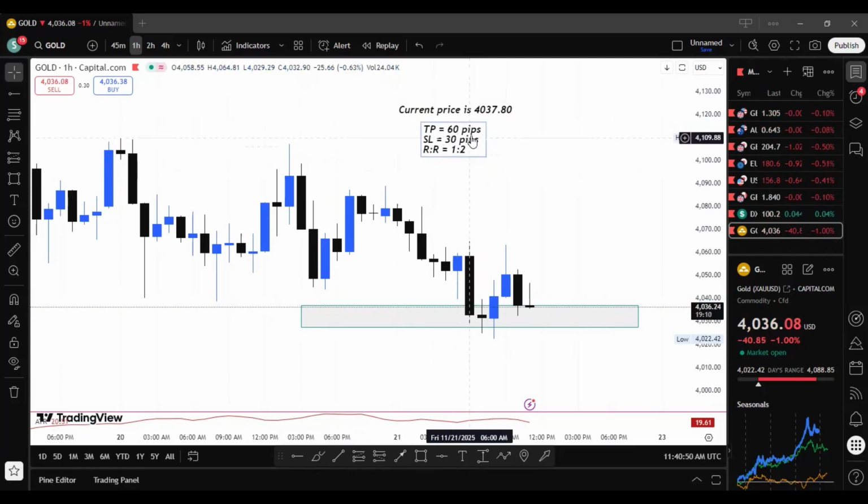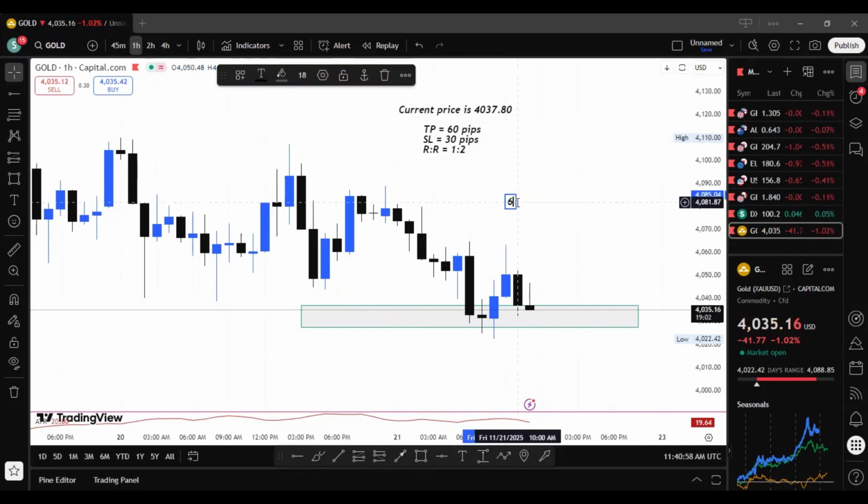Now, to set the take profit will be what? To get the take profit, it's just going to be the 60 pips multiplied by 0.1, which is going to give us 6, which is the TP. Do you see it?